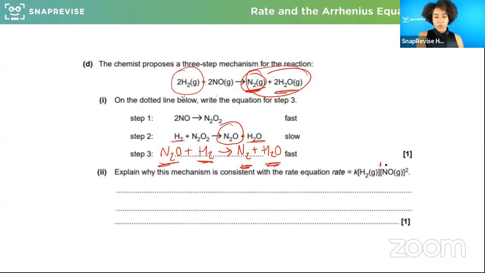So I'm going to let you guys just go ahead. Why is the mechanism consistent with the rate equation? So remember, they've given you fast, slow, fast. So they've told you what the rate determining step is, because the rate determining step is the slow one. And if it was 0 order, it wouldn't be in the equation. You're totally right, Aisha.